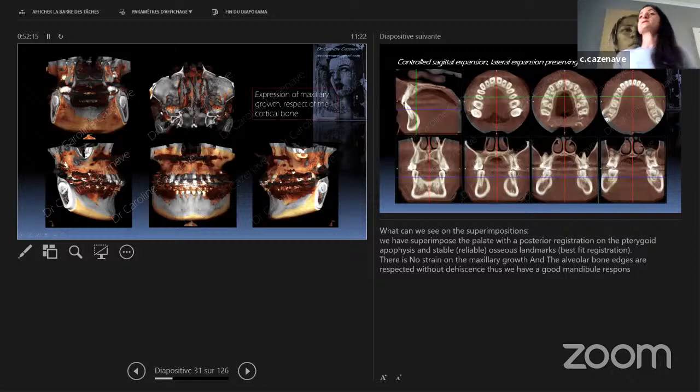What can we see on this superimposition? We have superimposed the palate with a posterior registration on the pterygoid apophysis and stable osseous landmarks. So it's a best fit registration. There's no strain on the maxillary growth, and the alveolar bone heights are respected without descent.